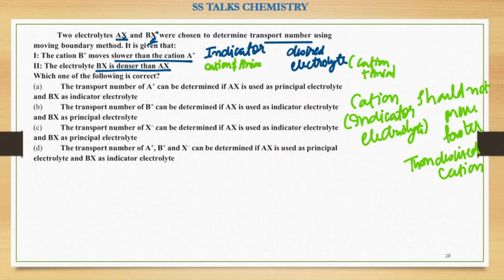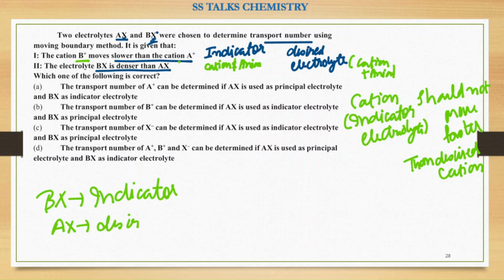So here, from this scenario, you can check it out. Here it is saying that B is moving slower than that of the A positive. That means its speed is less. So it is going to behave as your indicator electrolyte. Bx will be my indicator, right? Bx is going to be the indicator electrolyte, whereas Ax is going to be the desired electrolyte in which the transport number we are going to find out.